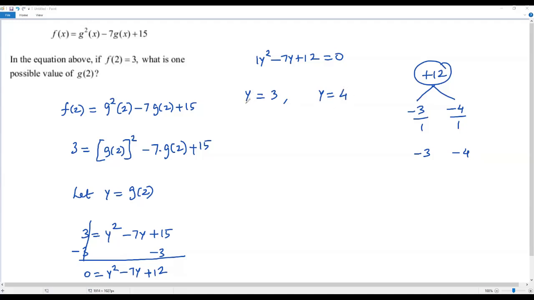Actually, y is a variable taken by us. It has to be replaced by the original quantity, that is g of 2. So now we can plug in g of 2 for y over here and here. Then I'm getting g of 2 equals 3, and here g of 2 equals 4. Therefore, one possible value of g of 2 is either 3 or 4.